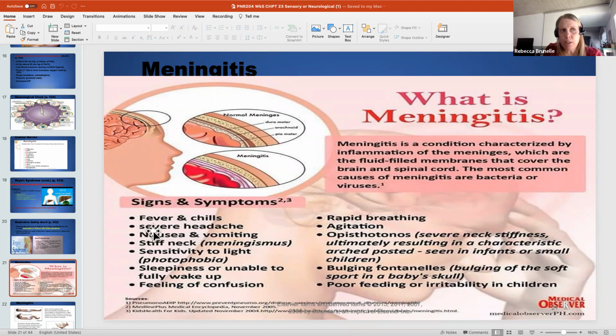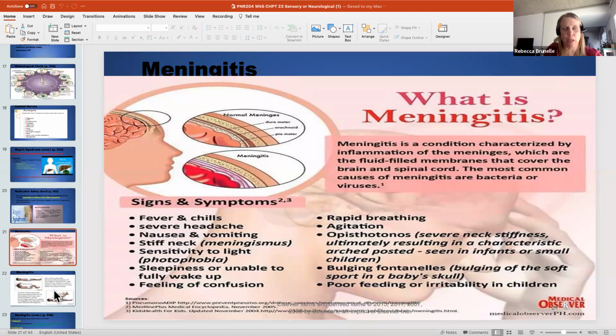Children that have meningitis tend to have fever, chills, severe headache, nausea, and vomiting. They can have a stiff neck, photosensitivity, and they can be a little bit confused. If they're really agitated or having a hard time breathing, these are more ominous signs of a worse case that could be causing increased intracranial pressure, and then a bulging fontanelle. Kids whose fontanelle isn't closed yet might have it taut or bulging, or infants sometimes will not want to feed. They won't want to eat.